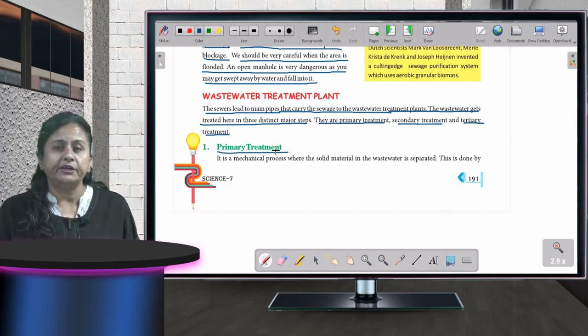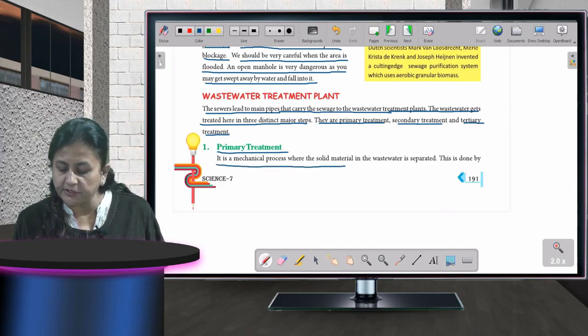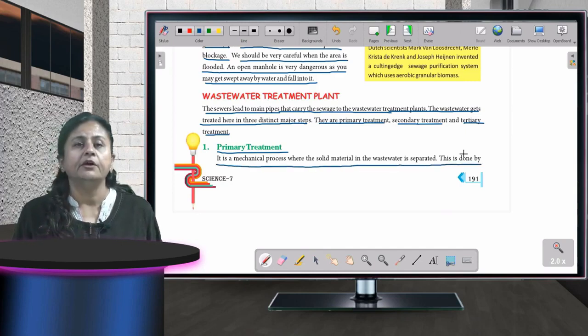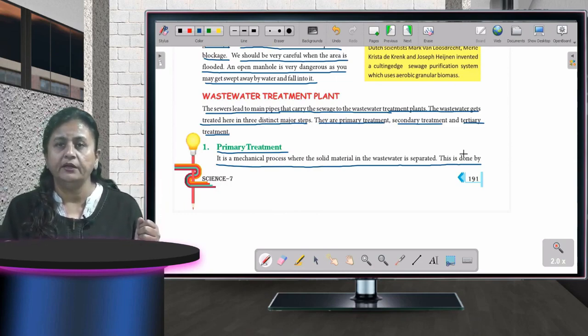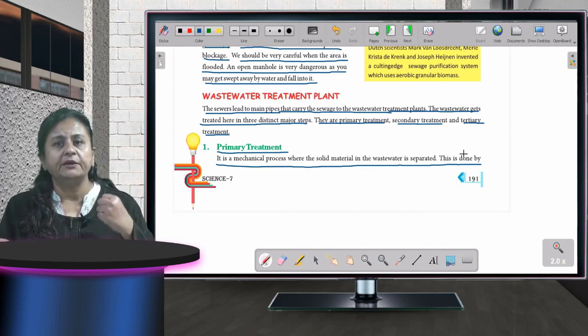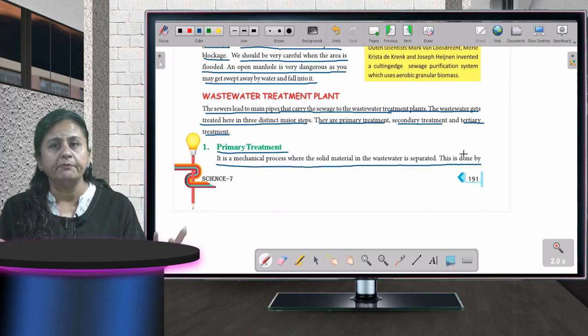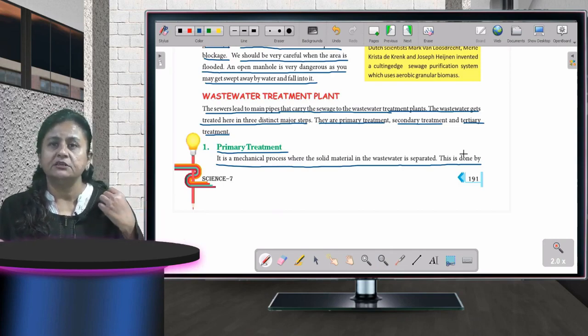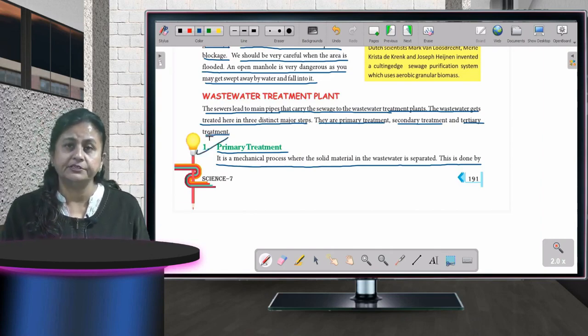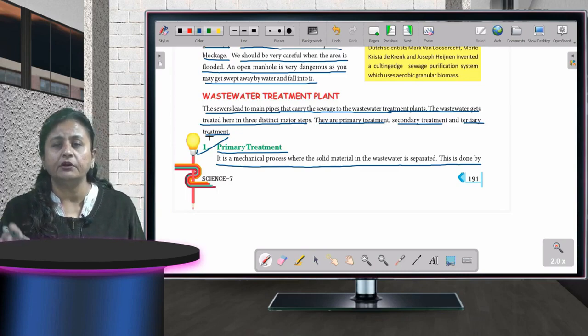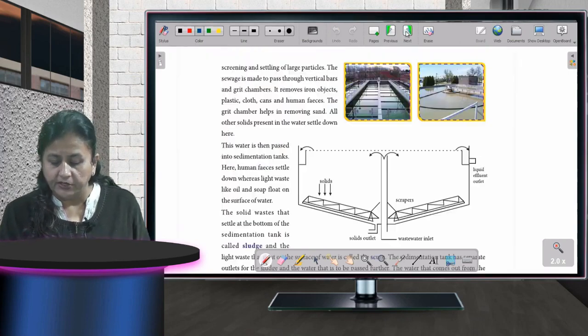What is primary treatment, children? It is a mechanical process where the solid material in the wastewater is separated. What do these plants do? First of all, whatever impurities that are not dissolvable in water, like it can be feces, dirt, silt, polybags, dead animals, anything it can be, they are removed in the primary treatment. First, we remove all the impurities of the water which are not soluble, and that is done in the primary treatment. Fine.